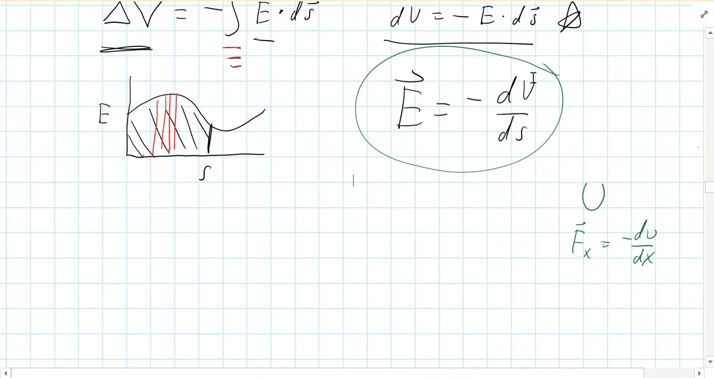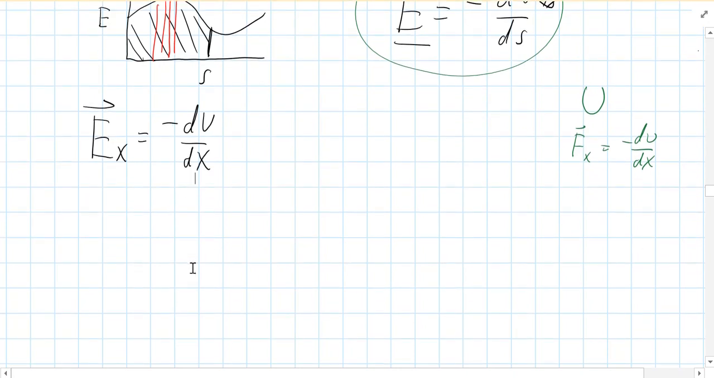Now, what we're going to do is partial derivatives because you're using a scalar. Voltage is a scalar, and you're getting a vector out of it. So a vector can have three directions, x, y, and z. For instance, E in the x direction would be negative dV dx. And then you would do the same thing in the y and the z direction.